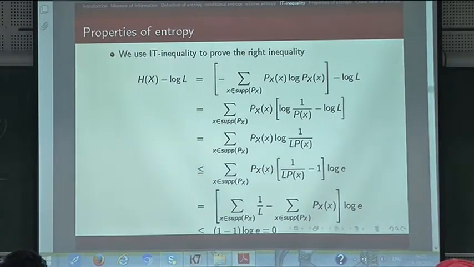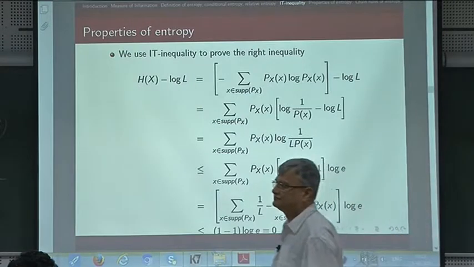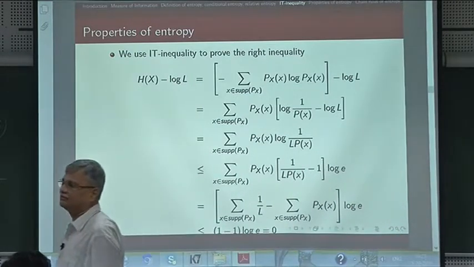Now the moment I do this, Px cancels, I get 1 by L, and this is equal to minus Px log E, but this is equal to 1 minus 1, this is equal to 0. So that means Hx minus log L is less than or equal to, there is an equal to sign, I hope it has come in the printing. This is not less than, this is less than equal to. Please add equal to there. So Hx minus log L is less than equal to 0, that means my inequality is proven. So Hx is less than or equal to log of L.